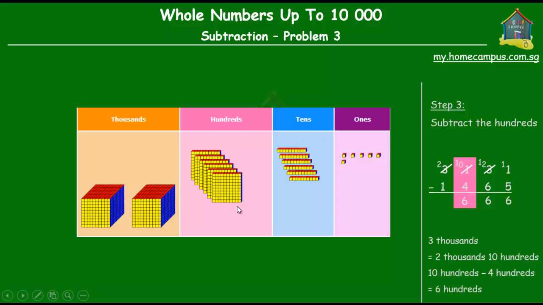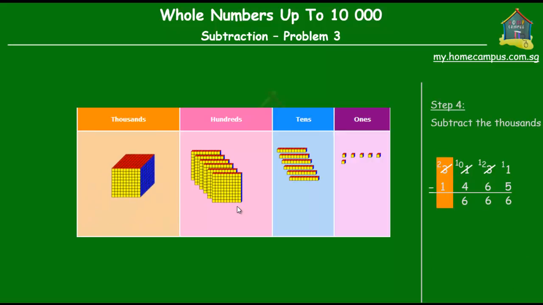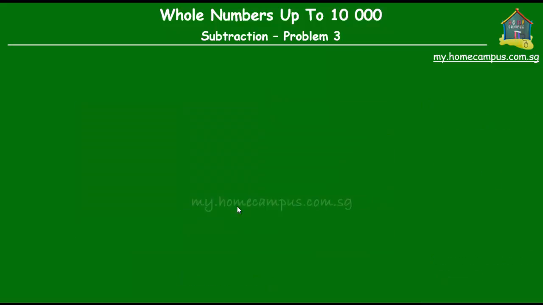Finally, the last step is to subtract the thousands. We have 2 thousands and we subtract 1,000 from there. Quite straightforward. We have 1,000 left. So 3,131 minus 1,465 is equal to 1,666. So Anna had 1,666 clips. Let's summarize the steps.